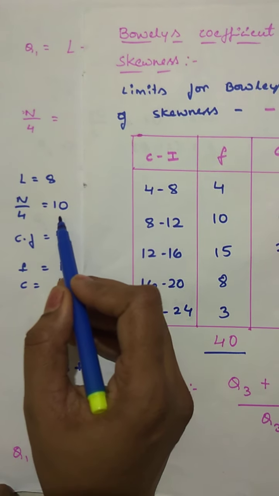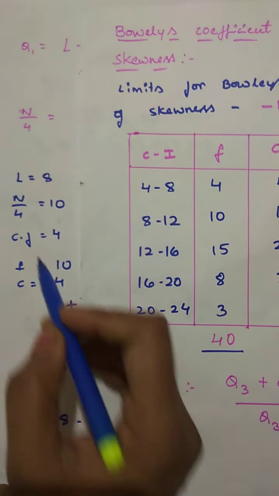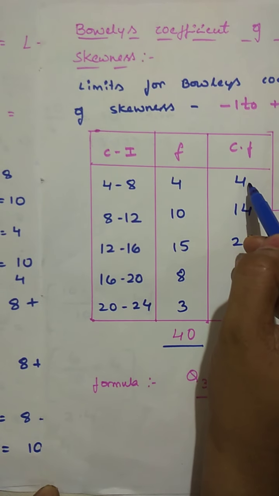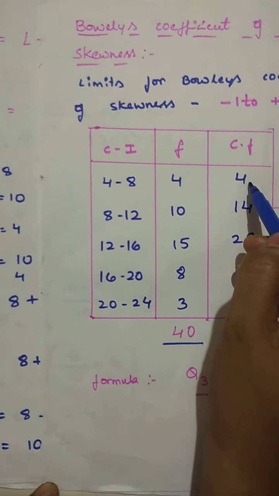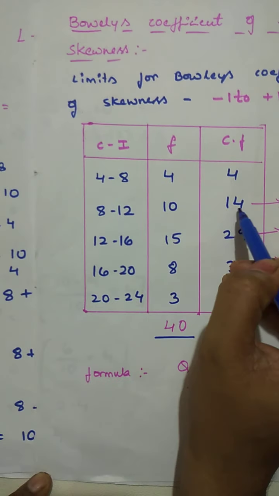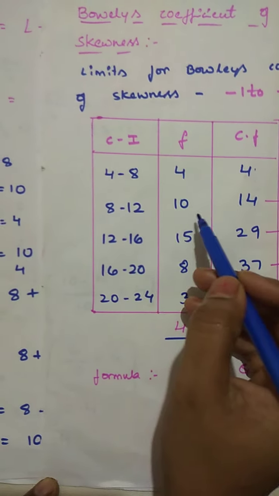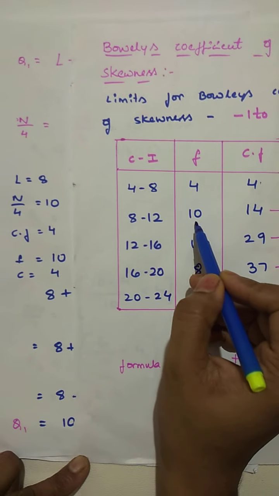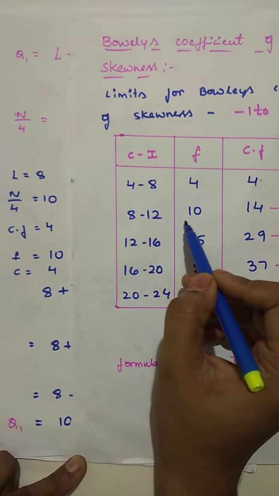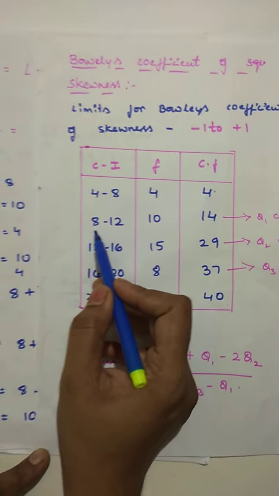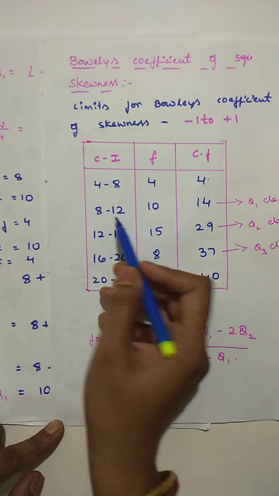N by 4 equal to 10, since 40 by 4. Cumulative frequency is the preceding class cumulative frequency, which is equal to 4. F equal to 10, the frequency of the Q1 class. C equal to 4, the difference between upper and lower limit, 12 minus 8, which is equal to 4.